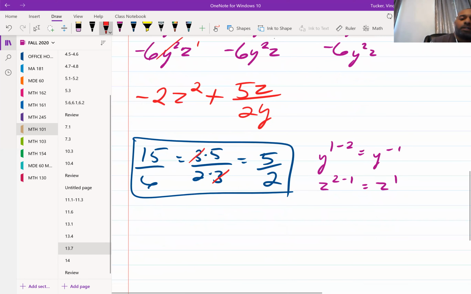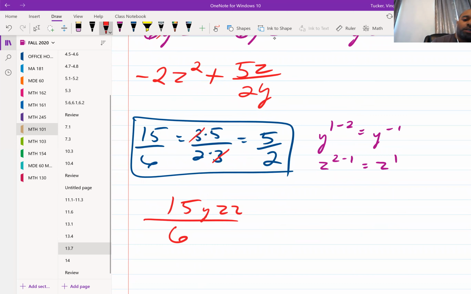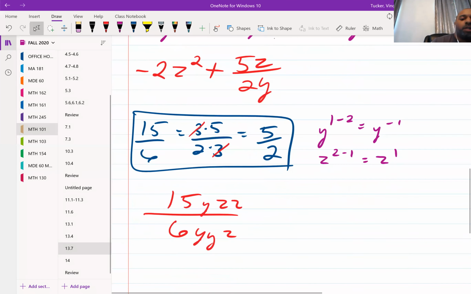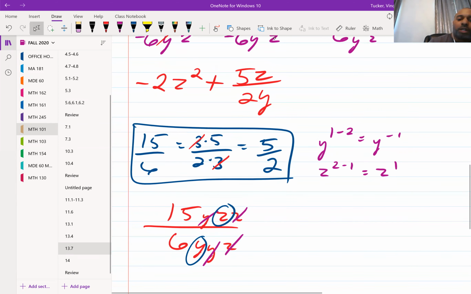Another way of looking at that, so I have 15y, 2z's over 6, 2y's and 1z. That's y squared. So one of these y's will cancel. One of these z's will cancel. So you notice the z is left in the numerator, that y is left in your denominator. And so that's what we have right here. So whichever way you decide to cancel, your z should be left in the numerator, and there should be a y left in your denominator.